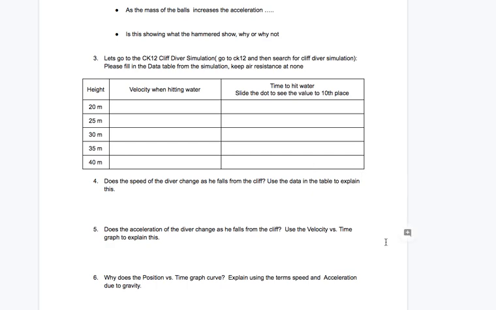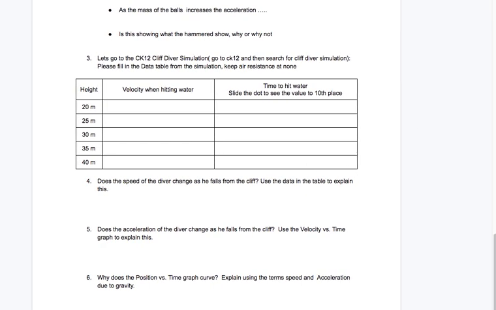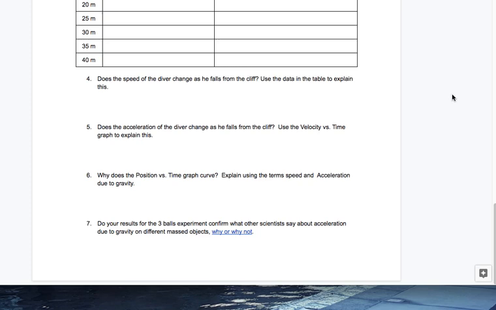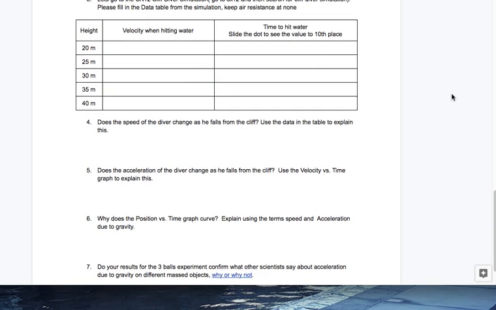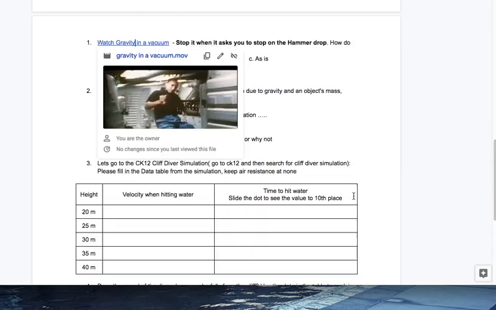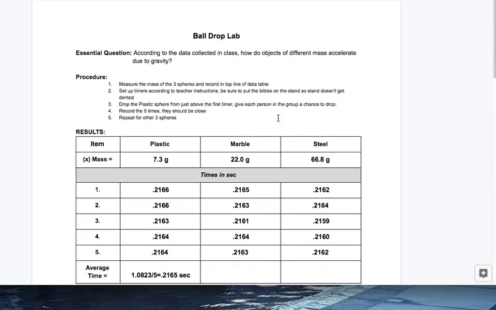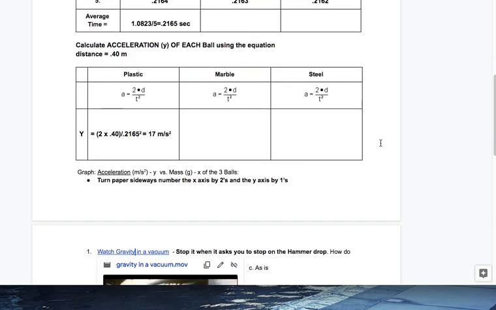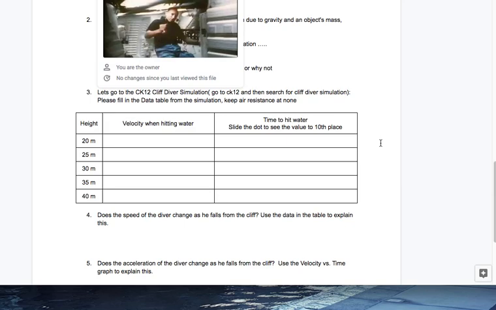And then you're just going to answer these questions down here about the cliff diver simulation, okay? And that's it. If you need help with what scientists say, and did our lab actually back it up, this is kind of like a Mythbusters lab. The myth is, do things of different mass accelerate at the same rate? So we're going to either confirm it, bust it, or it's going to be plausible. So that's kind of what we're going to come up with at the end there, okay?